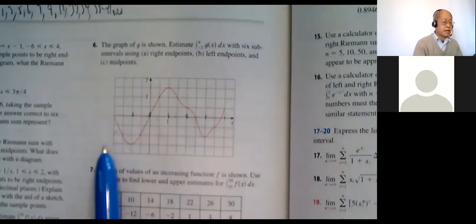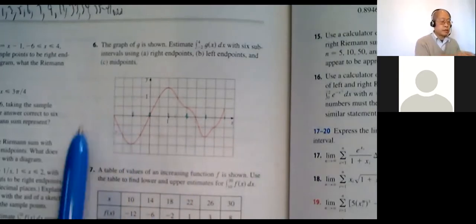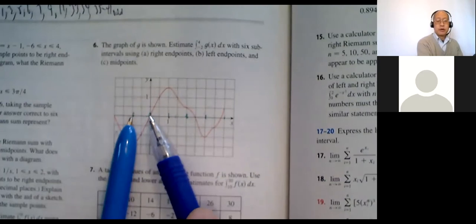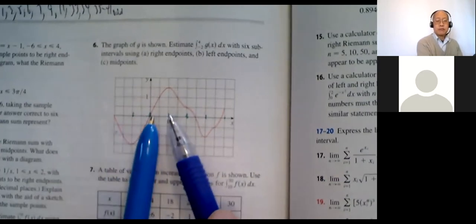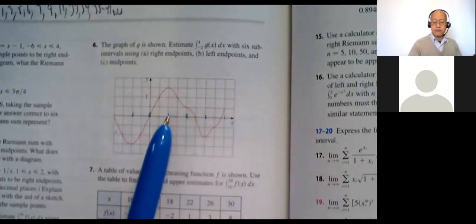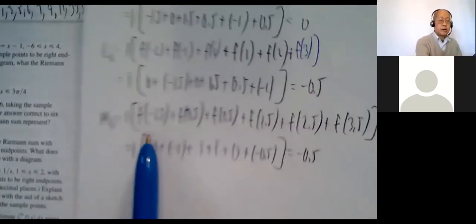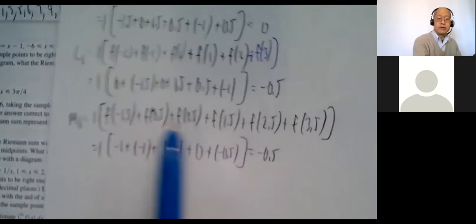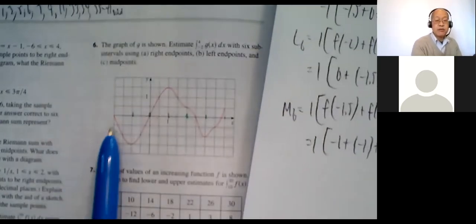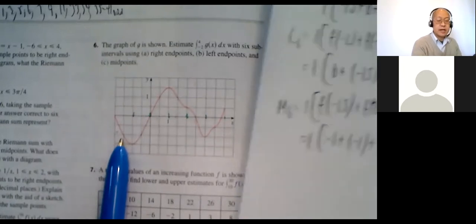Okay, then M6, midpoints. So what's the midpoint here? -1.5. Midpoint, -0.5, +0.5, 1.5, 2.5, 3.5. It's the function values at the midpoints. That means the heights. So at -1.5, the height is -1.